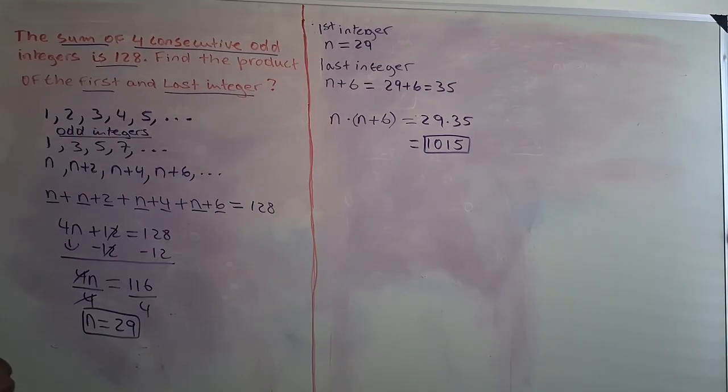So that's how you find the product of the first and the last integer of four consecutive odd integers whose sum equals 128.